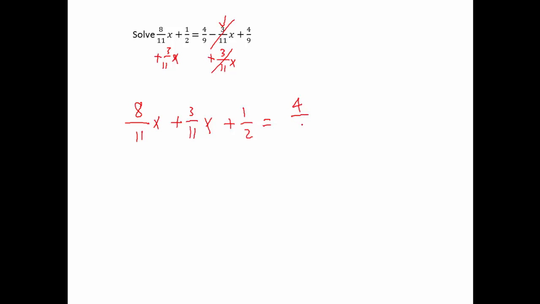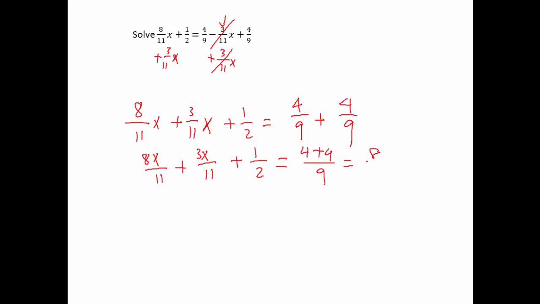And the right hand side we cancel this already. So we have 4 over 9 plus 4 over 9. Now we have two fractions. We want to add them together, right? This is the same thing as 8x over 11 plus 3x over 11 plus 1 over 2. And we have the same denominator here, so keep it the same. Combine the top, 4 plus 4, right? This is equal to 8, over 9. So we can also combine this one, right? 11 at the bottom. So 11 here, 8x plus 3x gives you 11x, right?